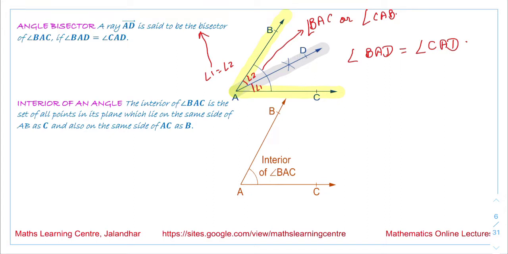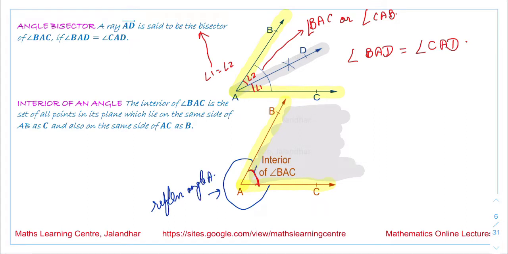Now the next definition is interior of an angle. Again, suppose an angle is given to us, this is AC, this is AB. This is the angle A we are talking about, and this is the reflex angle A. These are the names. This is angle A and this is the reflex angle A.